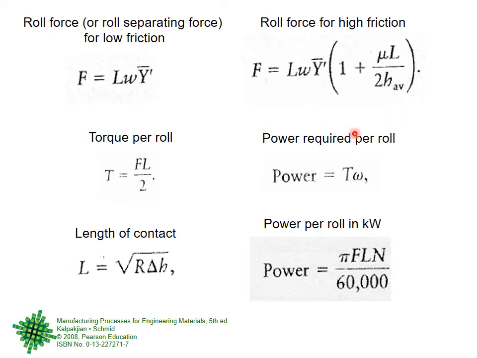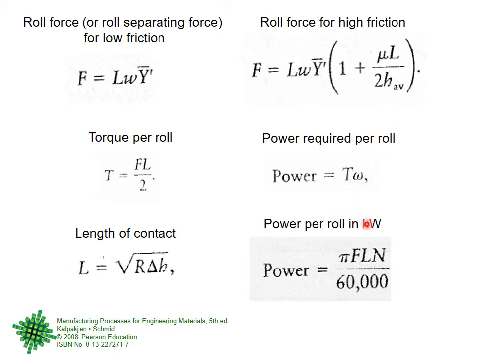If you want to find the power required per roll, then you know that this is an old equation of mechanics. Power is torque into omega, the angular velocity. This is not W; that W was the width of the piece. This is a small omega, which is the angular velocity, the number of angles per unit time. So this is the power required per roll.